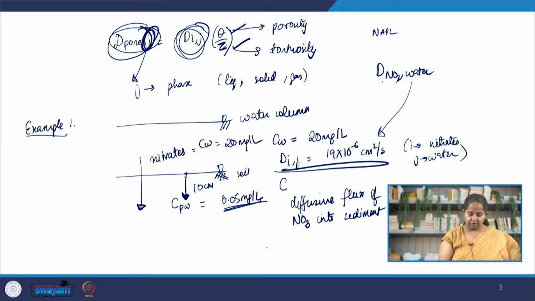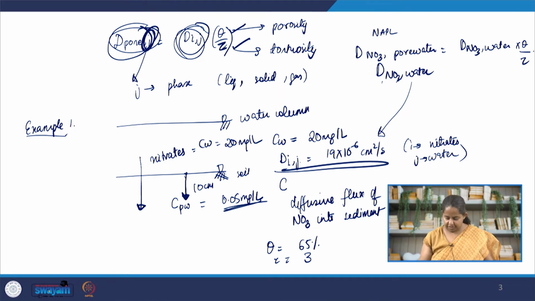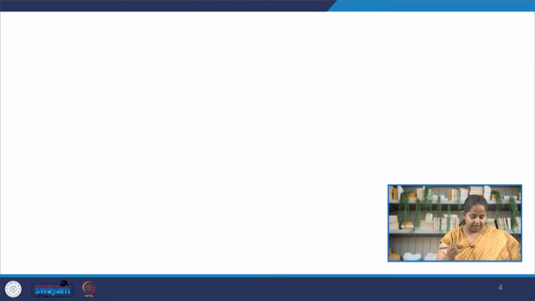Okay, let's first find out tortuosity and porosity. So let's say the sediment porosity is 65% and the tortuosity factor is 3. All right, now we need to calculate. So first we need to find the diffusivity constant of nitrate in pore water, which will be given by the diffusivity constant of nitrate in water multiplied by porosity divided by tortuosity, which is 3. Okay, how does that look? So let's solve this now.